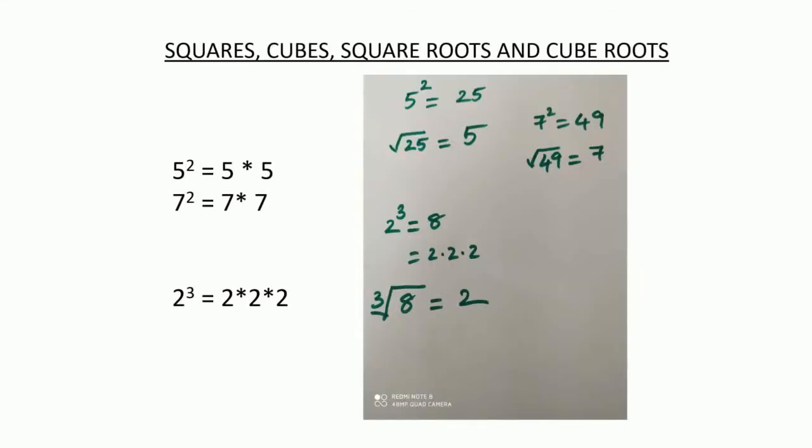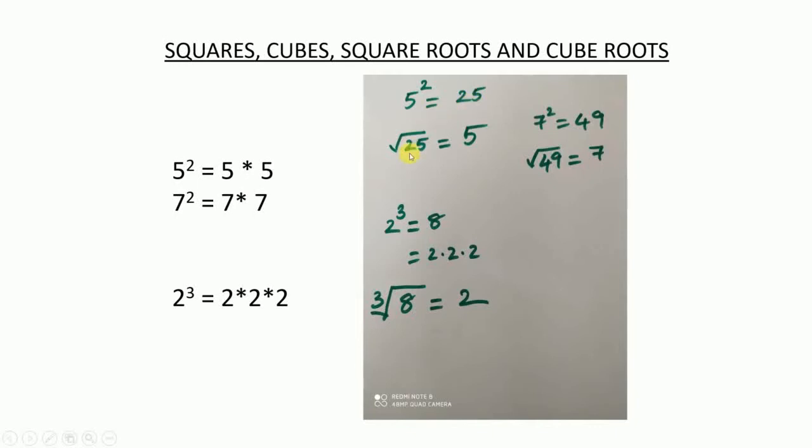Here we have squares. 5 square, or 5 raised to the power of 2, equals 5 into 5. 5 square means you multiply 5 with itself. A square means you multiply A with itself. That is the meaning of the word square. Square means the exponent value is equal to 2. We have discussed a little bit about exponents in the previous sessions. And 7 square is 7 into 7. So what is 5 square? 5 into 5, it is 25.